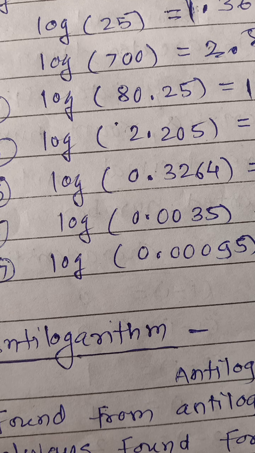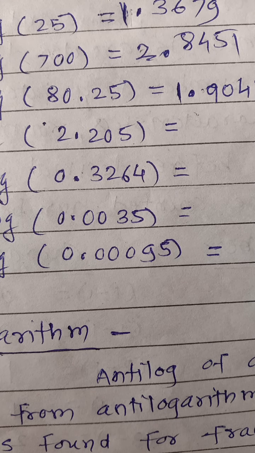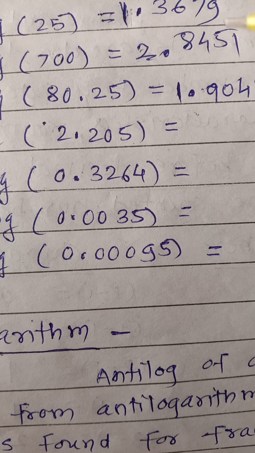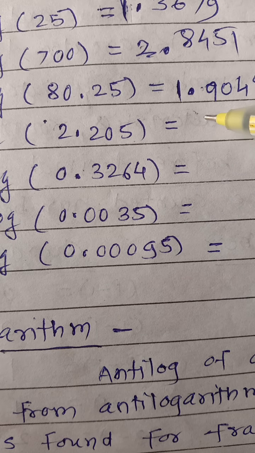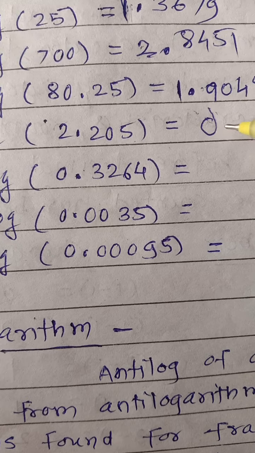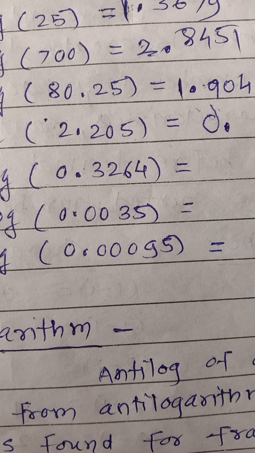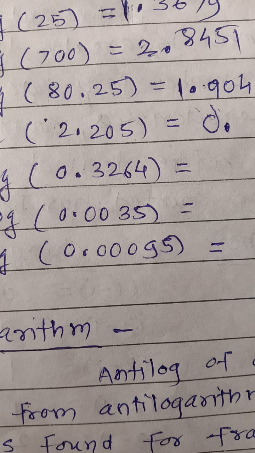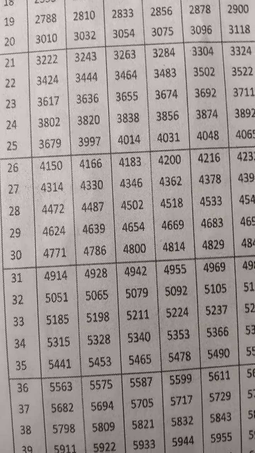Similarly, log of 2.205. For this 2.205, in this case, before the decimal there is only one digit, and therefore 1 minus 1 we will get 0. So its characteristic will be 0. 0 point. Now we will have to find out the log of 22 in the 0th column and the mean difference from the 5th column. Log of 22.